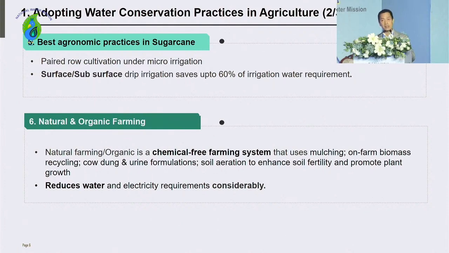We are also promoting other practices like crop diversification, organic farming. We have recently launched National Mission on Natural Farming, which we are promoting throughout the country now, chemical-free farming, using on-farm biomass to add fertility to the field. So we would like to support you more in all these initiatives. And all these initiatives of the ministry have direct impact on the sustainable use of water in agriculture.